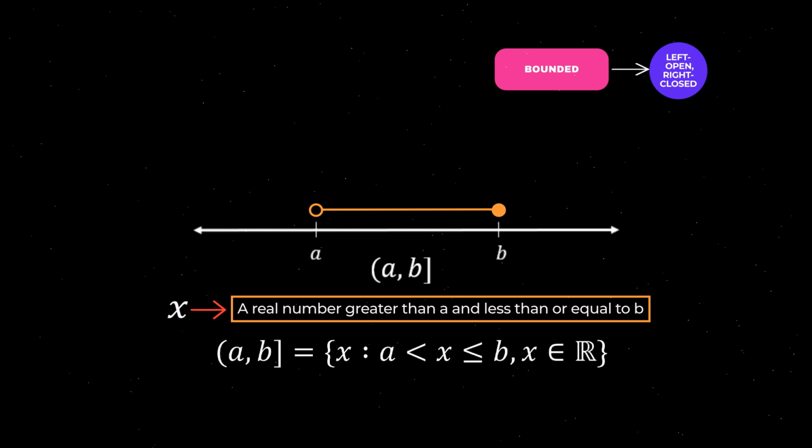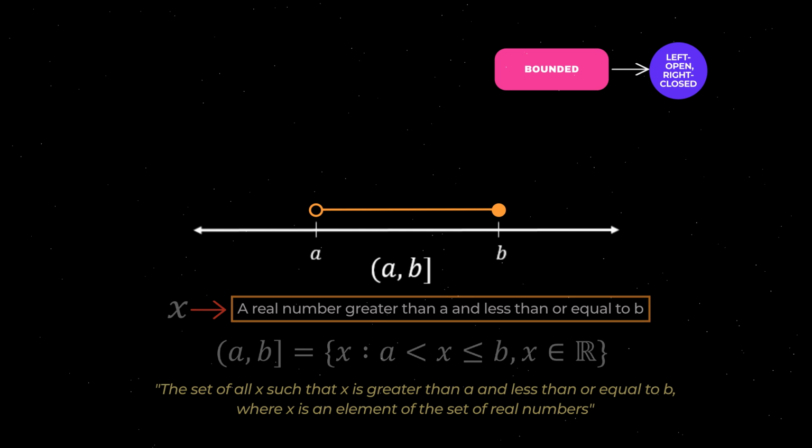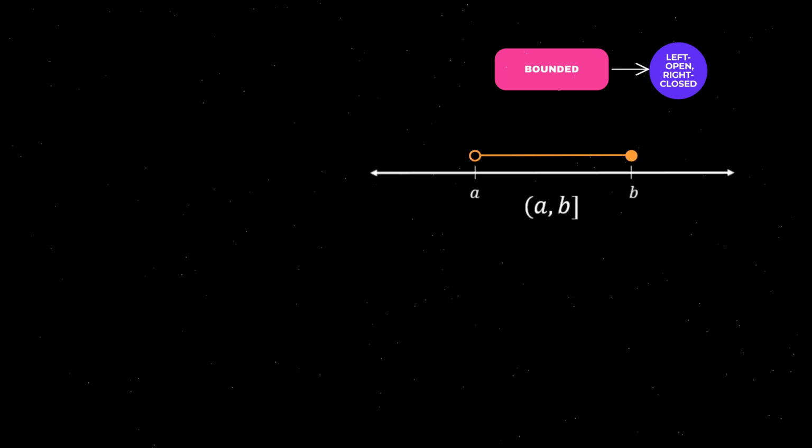Therefore, this left open, right closed interval in set builder notation can be described as the set of all x such that x is greater than a and less than or equal to b, where x is an element of the set of real numbers. Great! Let's now look at a bounded interval that is left closed, right open.